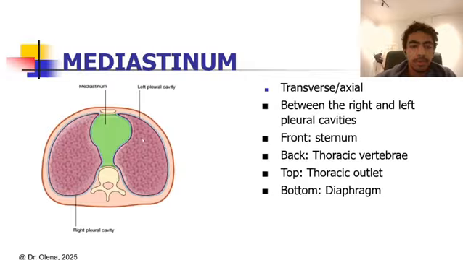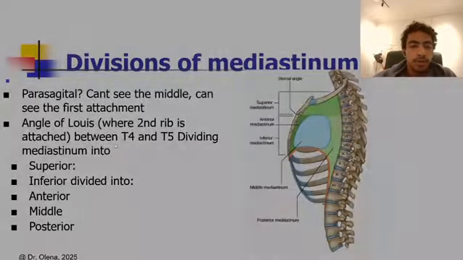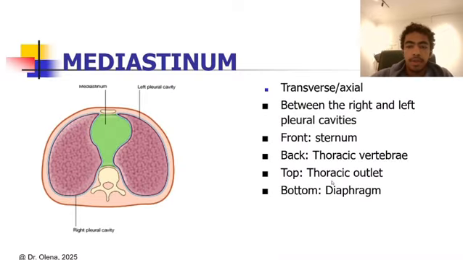So, the mediastinum is basically the space between the left pleural cavity and the right pleural cavity. For its borders, it has the sternal border, which is anterior to it, and the thoracic vertebra, which is posterior, so front. Oh yeah, we also have the thoracic outlet at the top, and at the bottom we have the diaphragm.